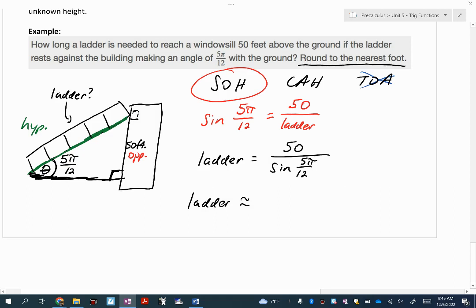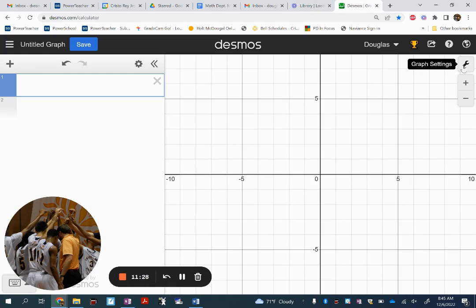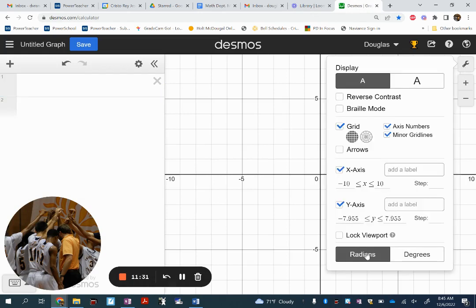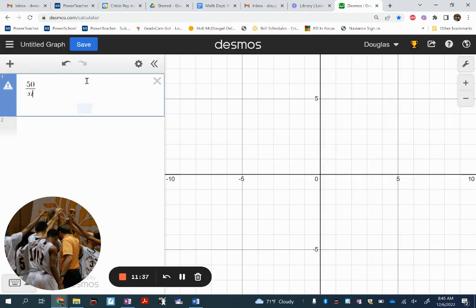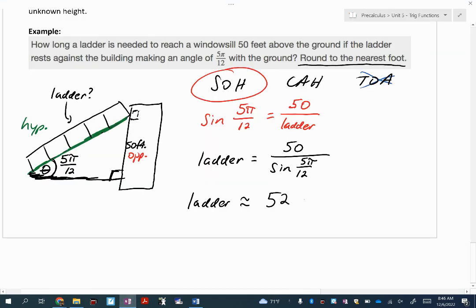So let's go to Desmos. And one thing you should notice is this angle of 5 pi over 12 doesn't have a degree symbol, so that means our angle is actually in radians. So be sure that whatever calculator you're using, whether it's Desmos or something else, you are actually in radians. Hit this little wrench up here on the right-hand side and make sure you're in radians. There's degrees, there's radians. So we are in radians. So let's do 50 over the sine of 5 pi over 12, which is going to give us, rounded to the nearest foot, approximately 52 feet for the length of our ladder. So 52 feet.